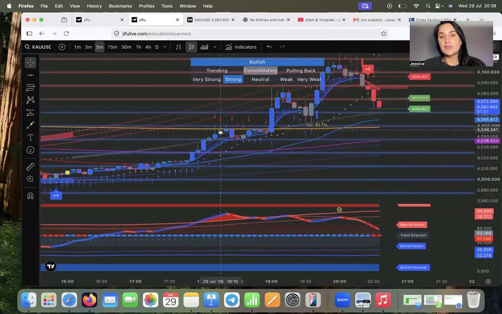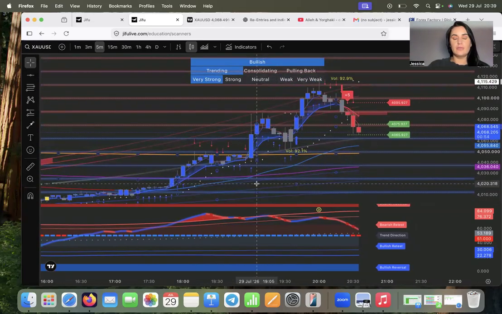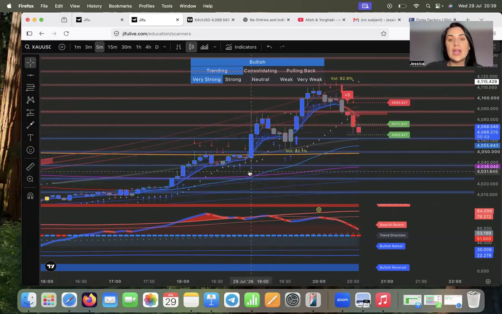It actually touched 3 times here. Can you see that? And rejected off it. So it didn't break the golden EMA. But what did I say? If it breaks the golden EMA, what is going to happen? It's going to fly. Look what happened here. Engulfing candle. This was the news. It completely broke the golden EMA, shot up.